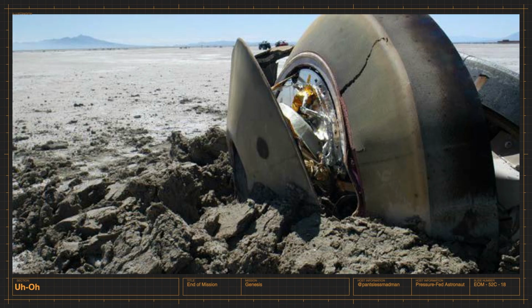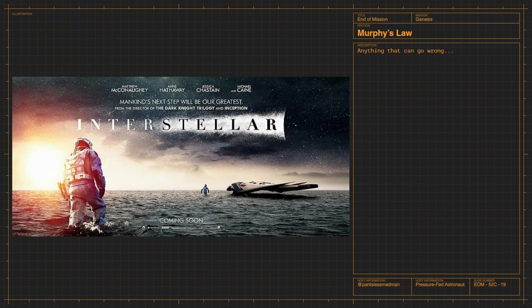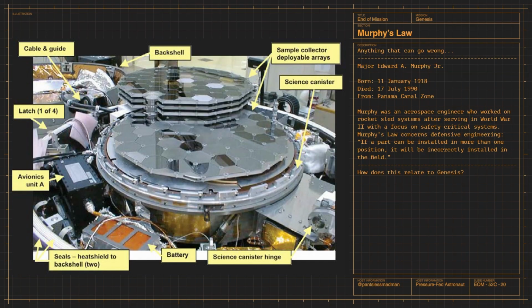Sort of. So, have you ever heard of something called Murphy's Law? Yes. Can you say what it is? Anything that can go wrong will go wrong. Close. That's the popular interpretation of it. It's not the most accurate version. This actually comes from a guy named Major Edward A. Murphy, Jr. Now, this idea has been around since we could conceptualize anything that can go wrong will go wrong. He was born in January 1918, died in July 1990.